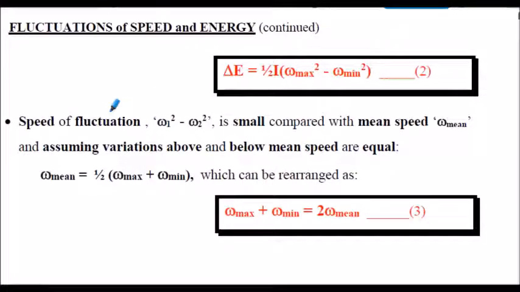Repeated equation two for convenience. So for the speed fluctuation, if it's small compared to the mean speed, the omega mean, we can simply write the omega mean. There's nothing drastic here. We might write it as the average of the omega max plus the omega min divided by 2. All right. So half of omega max plus omega min is just the average angular velocity, omega mean. And we're assuming that the variation between omega max and omega min is fairly small. All we've done with equation 3 is write that equation in terms of omega max plus omega min is equal to 2 times the mean speed. So just multiply both sides by 2 here to get equation 3.